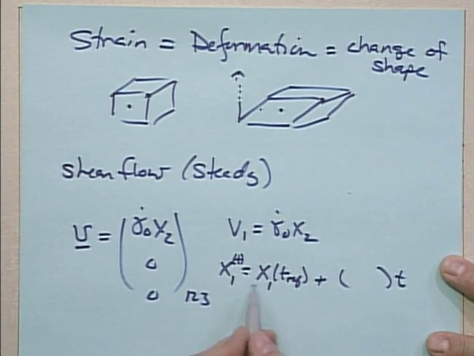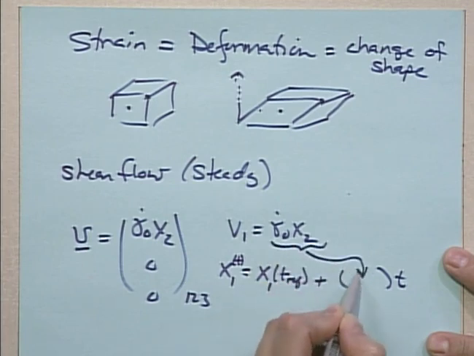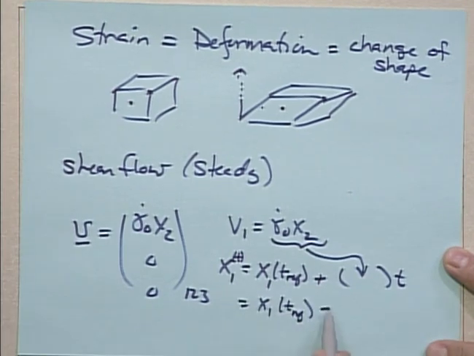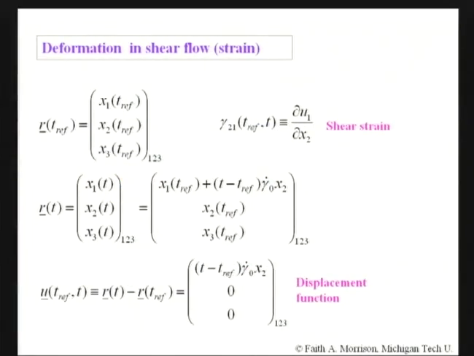If you're 6 miles from Houghton and you travel at 3 miles an hour for 45 minutes, you can figure out how far you are from Houghton. Very simple equation. And so the velocity, we know the velocity. This is v1 here. So x1 at t ref, that's the initial position, plus gamma dot naught x2 times t is equal to the position at any time t. And that's what I've written on this slide. The x1 position of the particle.